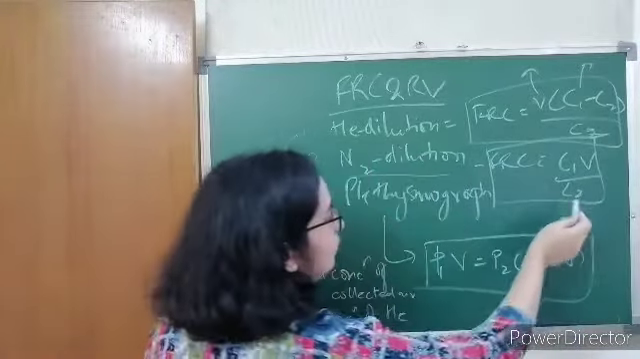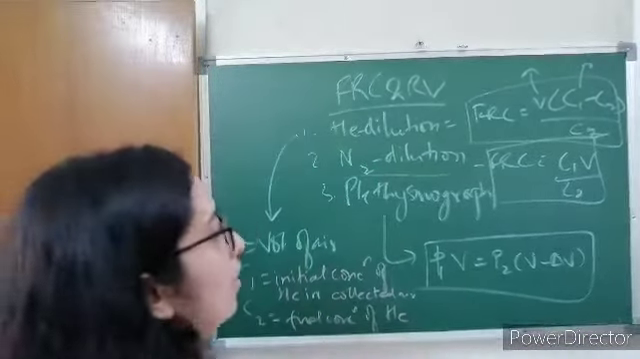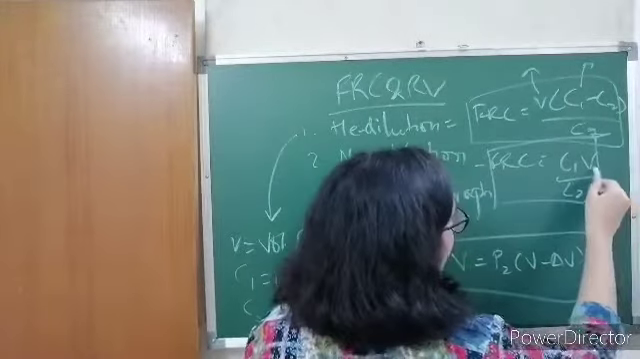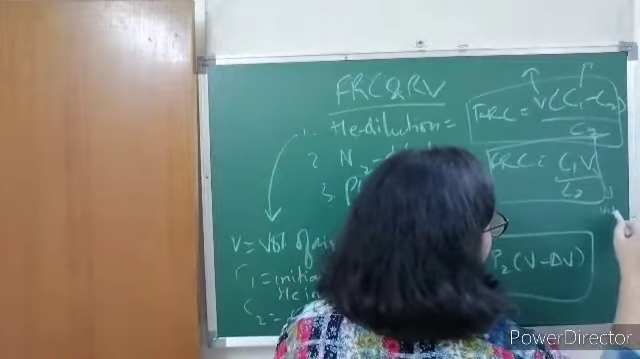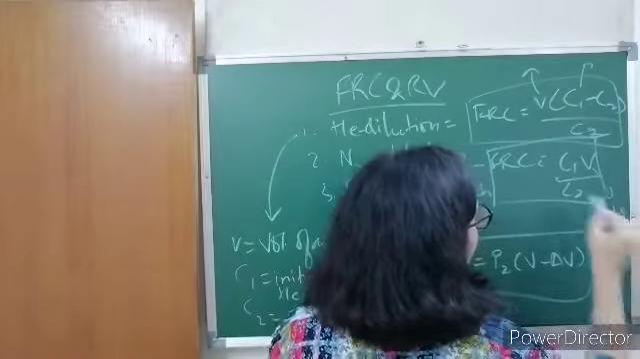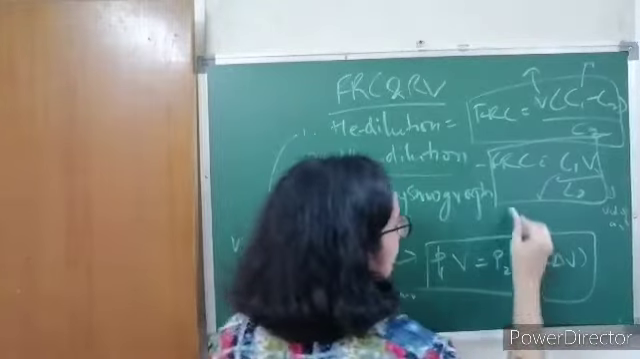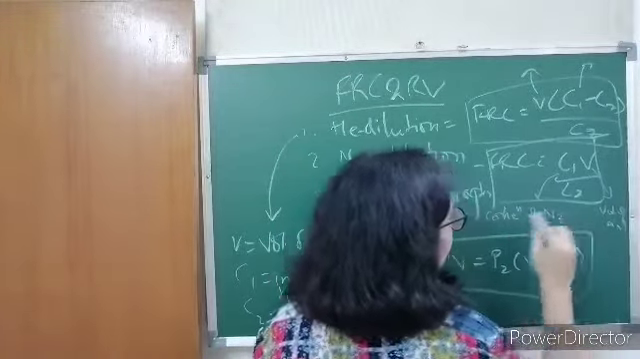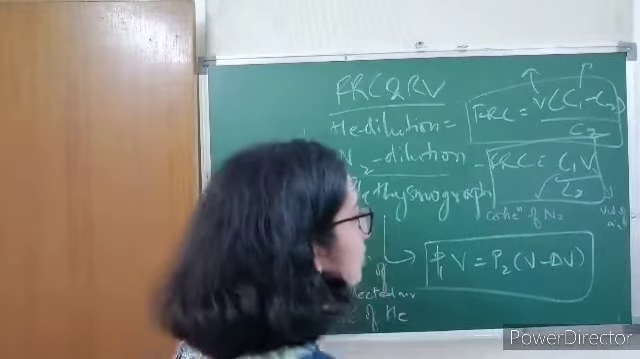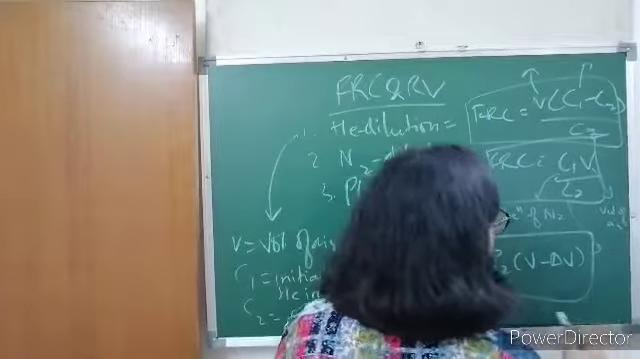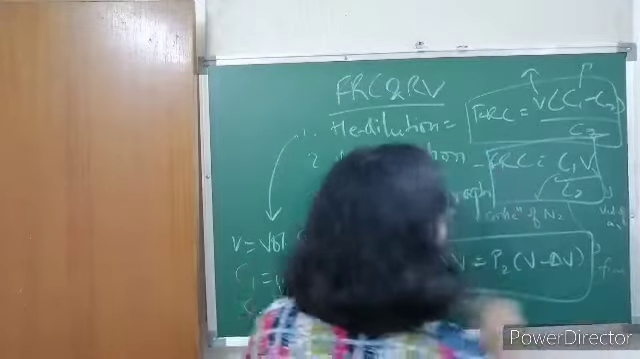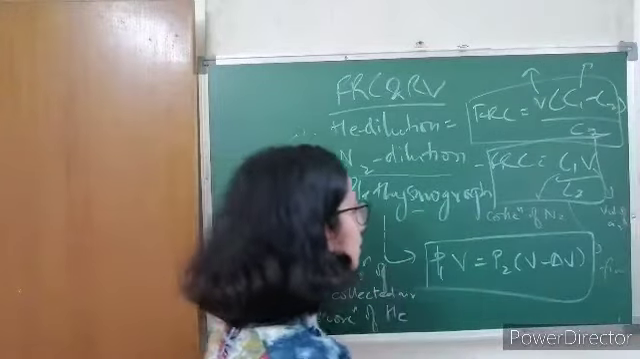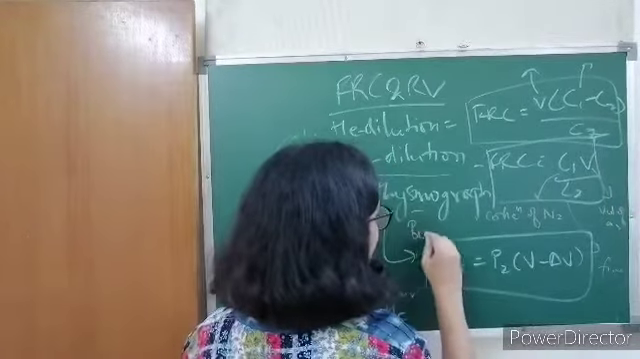Now the next formula, nitrogen dilution method. Here C1 into V by C2 is our FRC. Now what is V? V is the volume of air. C1 is the concentration of nitrogen in the collected air, and C2 is the final concentration. Okay, so this will be the nitrogen dilution. Now the plethysmograph measures it through Boyle's law.